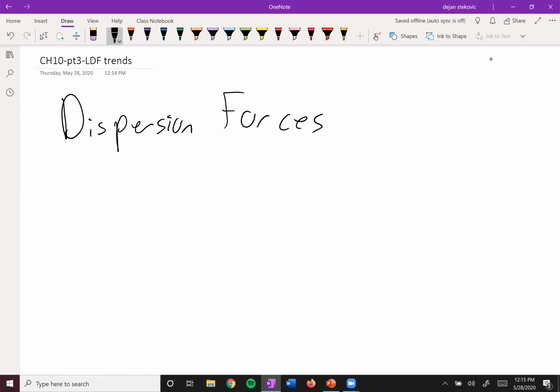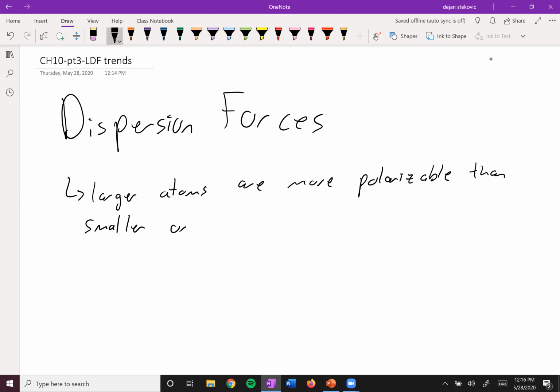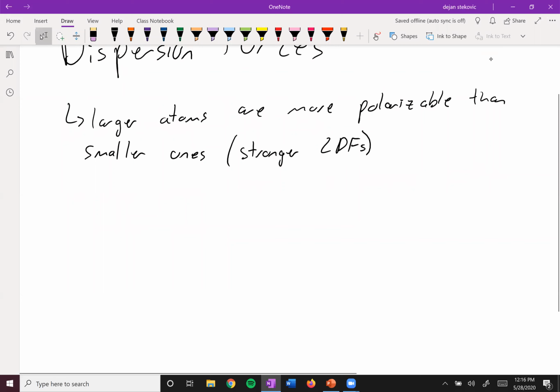Let's continue our talk on dispersion forces. While we said that everything has dispersion forces, some things have more or stronger dispersion forces than other things. In general, larger atoms are more polarizable than smaller ones. And since the dispersion forces come from this polarizability, they have stronger London dispersion forces. So let's take a bit deeper look into that, right?